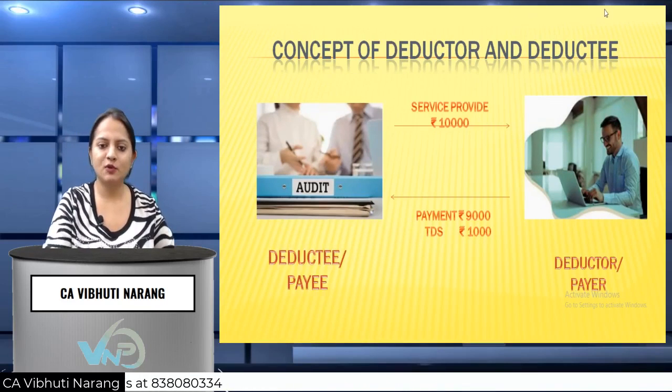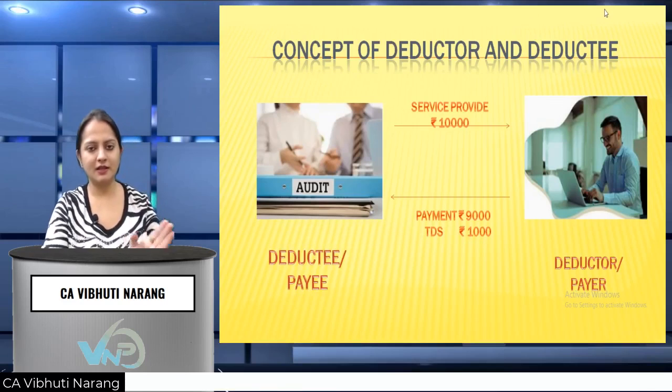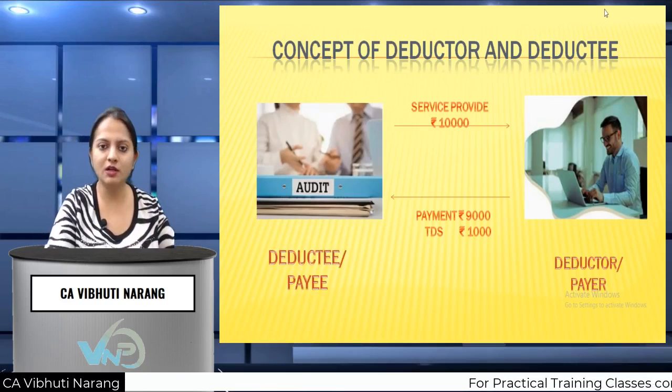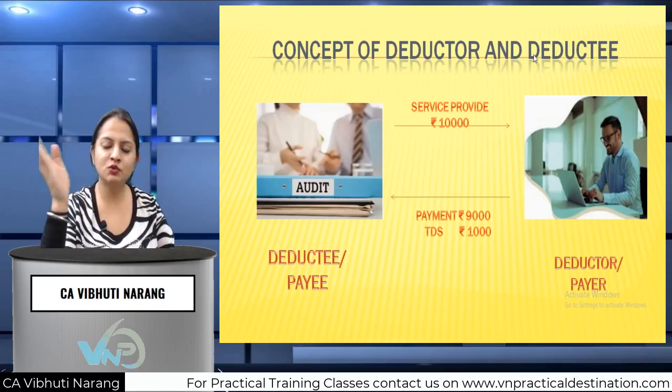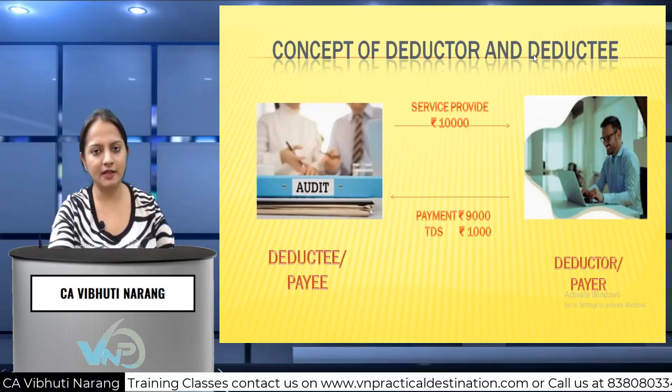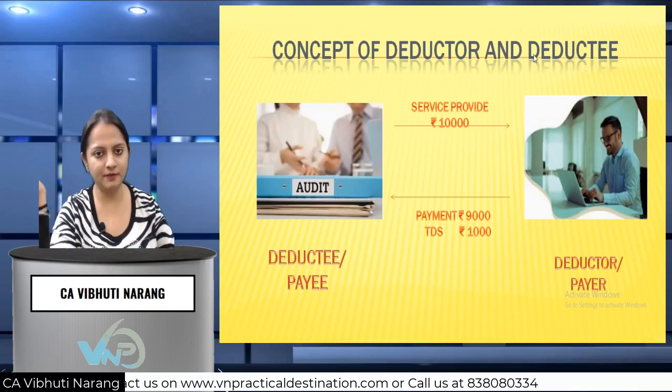What is the concept of deductor and deductee? In the last case, I said that we, as a CA, are providing service to a client. Now this client who is paying to the CA is the deductor, meaning he is liable to deduct the TDS.